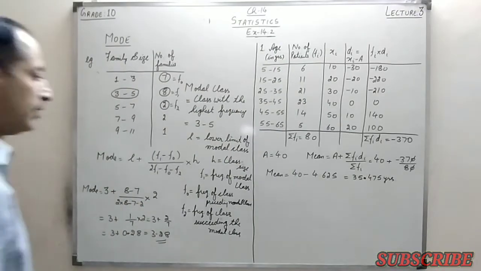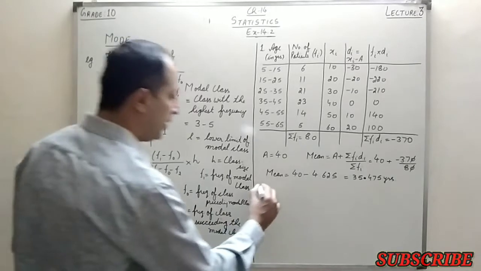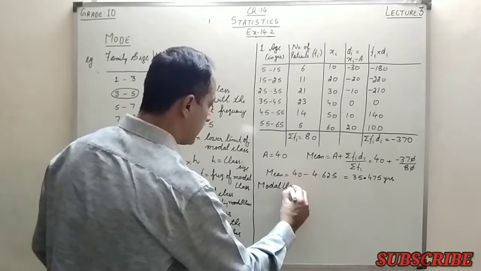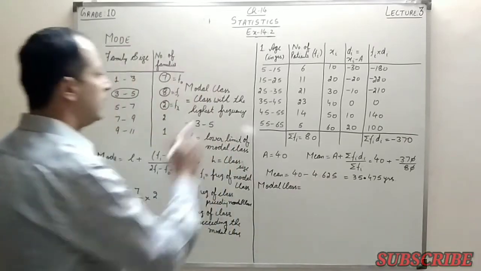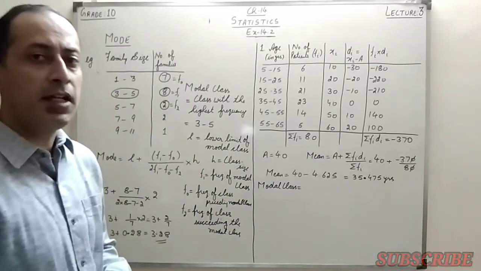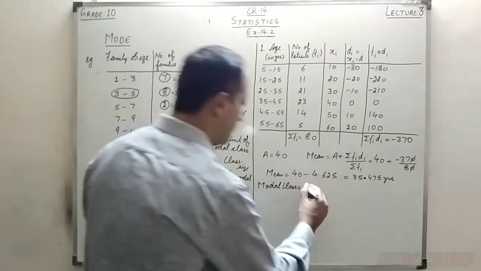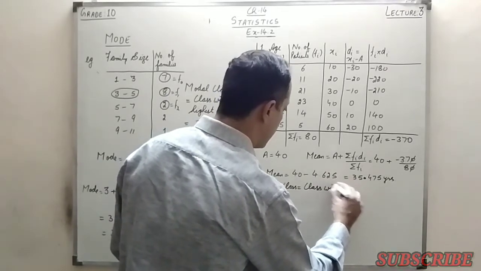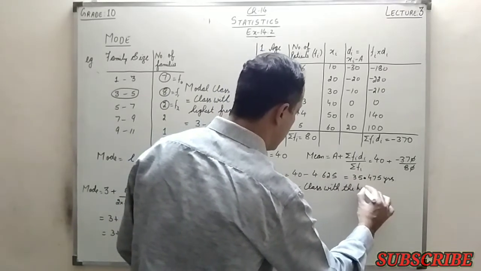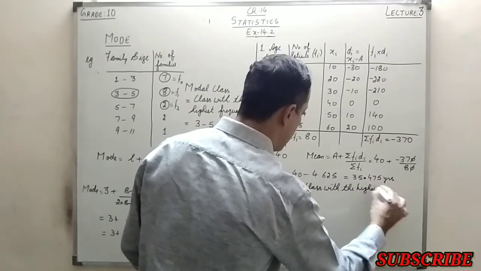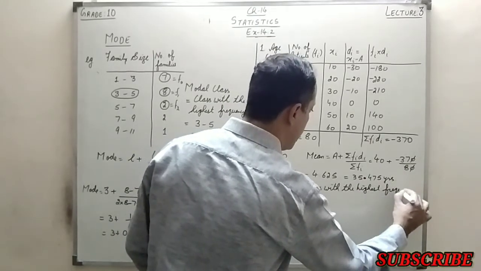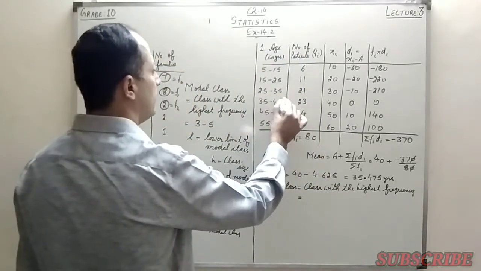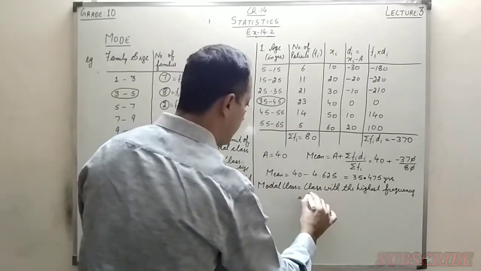Now let's take out the mode. Now the first step to find the mode is to find the modal class. And as we have learned in the example also, the modal class is the class with the highest frequency. And from the table we can check which class has the highest frequency, and this is 35 to 45. So this is 35 to 45.